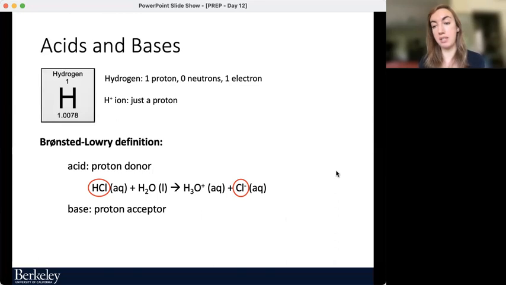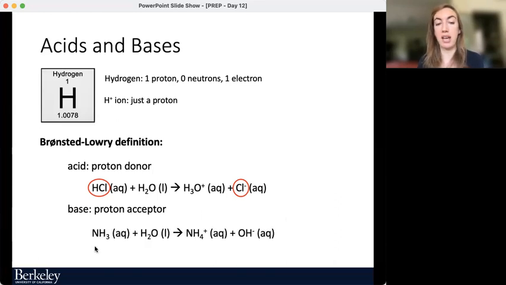A base is the opposite. It's a proton acceptor. So NH3 is a base. If I put it in water, it will steal a proton from water, becoming NH4+. So it has accepted or taken a proton from H2O, and that will leave the water with one less proton, so the water becomes OH-. So an acid is a proton donor. It gives up a hydrogen, and a base is a proton acceptor. Questions on that?